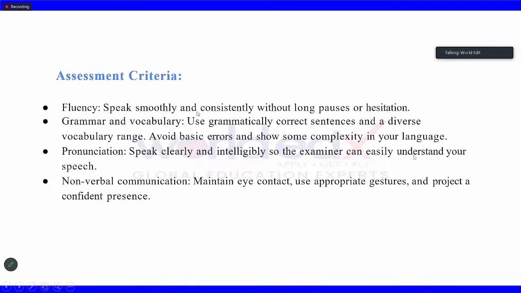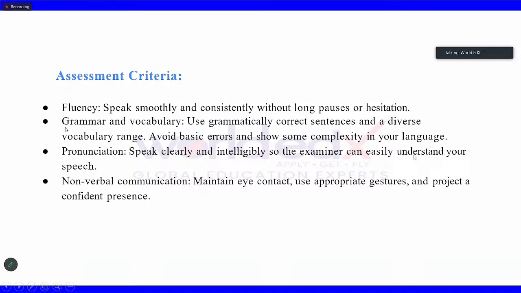Now, what is the assessment criteria in case of speaking test? So first, on the basis of what the examiner is going to give you bands, number 1 is fluency. Speak smoothly and consistently without long pauses or hesitation. See, do not try to speak too fast or too slow or too loud. Speak in a particular flow. It should be very smooth and consistent. You should not take long pauses, or you should not hesitate a lot.